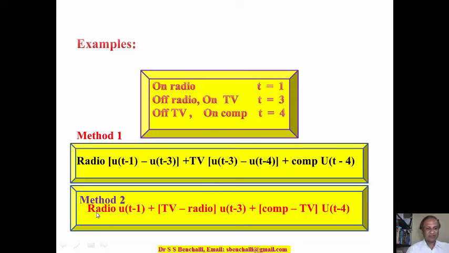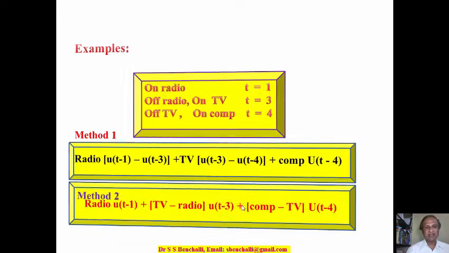Or we can write the same concept using another method. Is it clear? Here we have t minus 1, t minus 3, and t minus 4. You can read it as radio u of t minus 1, plus TV minus radio: radio will be off and TV will be on at 3 o'clock. Plus computer minus TV at t minus 4: computer will be on and TV will be off at 4 o'clock. That is the meaning of this statement.